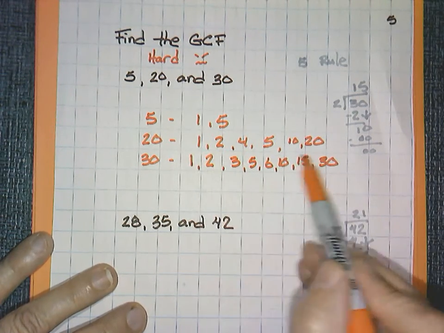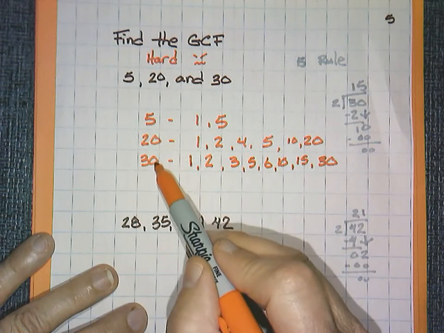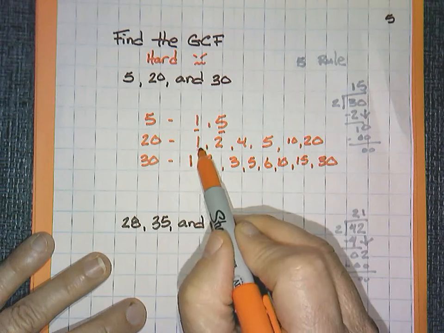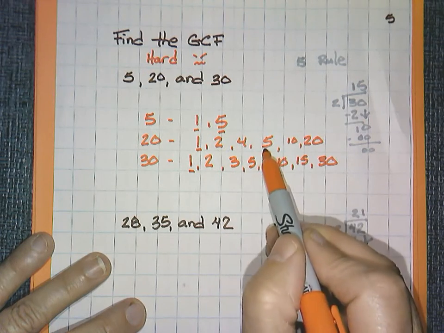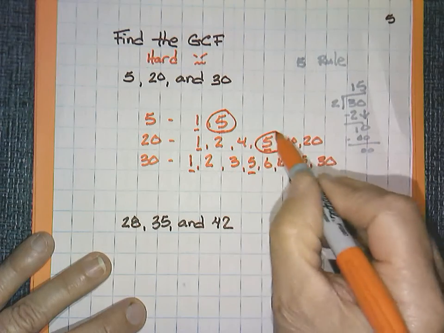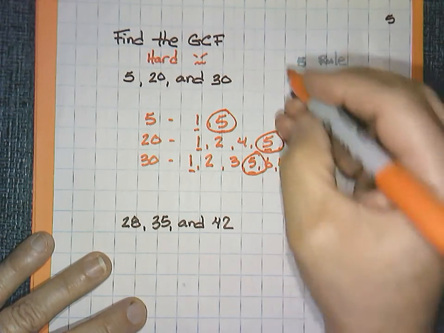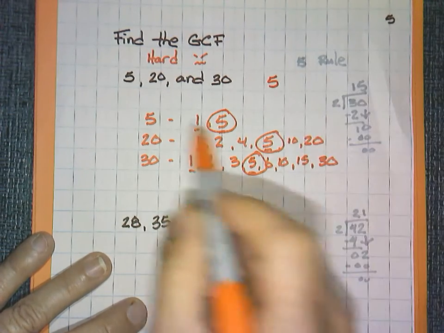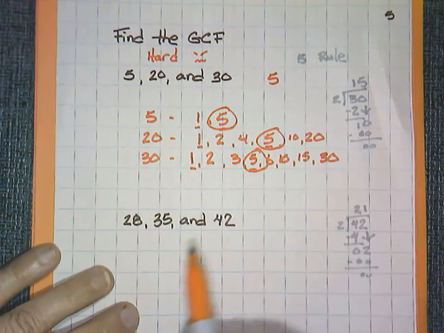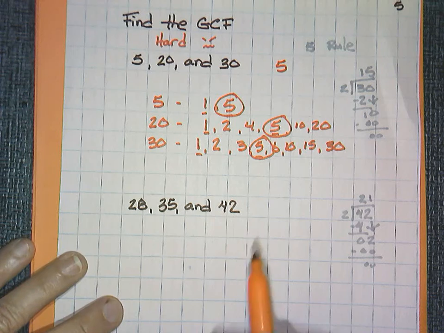So we've listed all of the factors for 5, 20, and 30. Our common factors I see are 1 and 5. So this actually ended up pretty easy. Our greatest common factor would be 5. So the greatest common factor for 5, 20, and 30 would be 5. 28, 35, and 42.